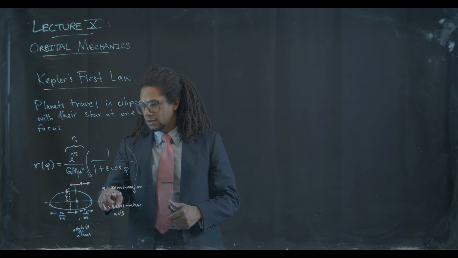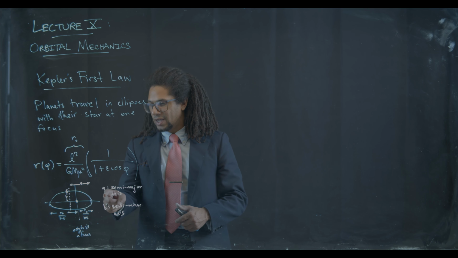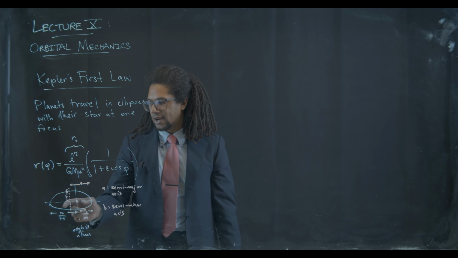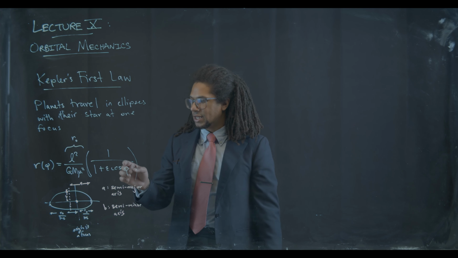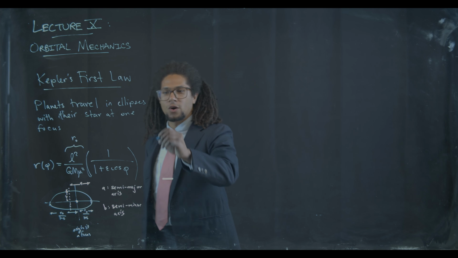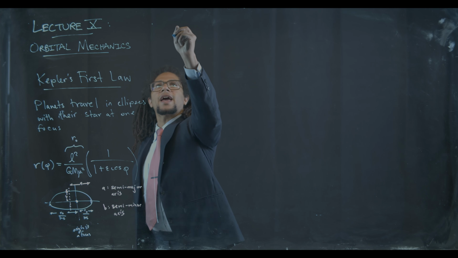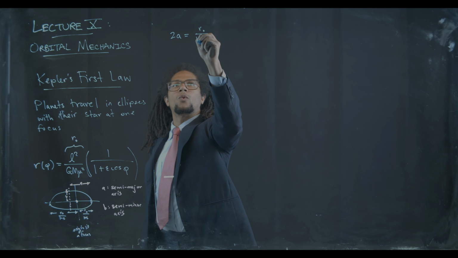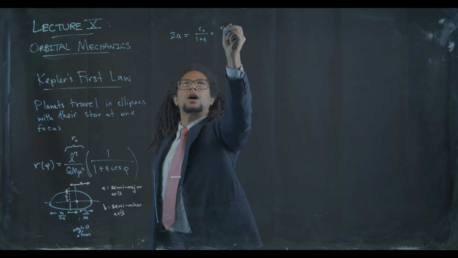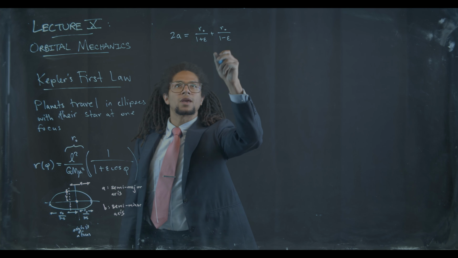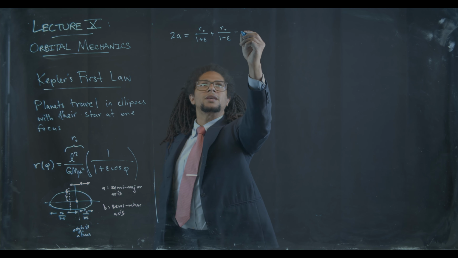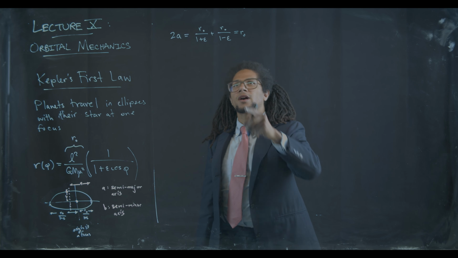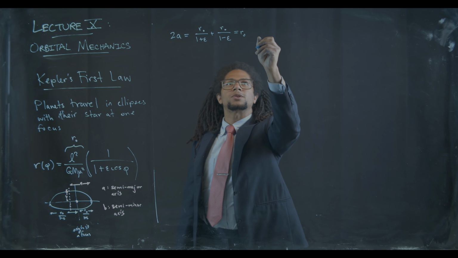Now, notice that if I double the semi-major axis, I get what we could call the major axis, the entire length of the ellipse along its long side. But that's also the sum of these two. So notice that I have that 2a is equal to r naught over 1 plus epsilon plus r naught over 1 minus epsilon. Now let me get a common denominator and combine these. I'll pull out an r naught, and then the common denominator is going to be 1 minus epsilon squared.